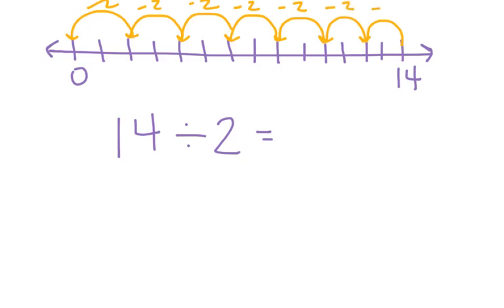You'll notice sometimes in the videos that my stylus pen sometimes does not write very clearly. If ever that's the case, you can always email me to ask questions about the video. Let's go back to what we were saying here. I repeatedly subtracted 2 from 14 7 times. There we go. So 14 divided by 2 equals 7.